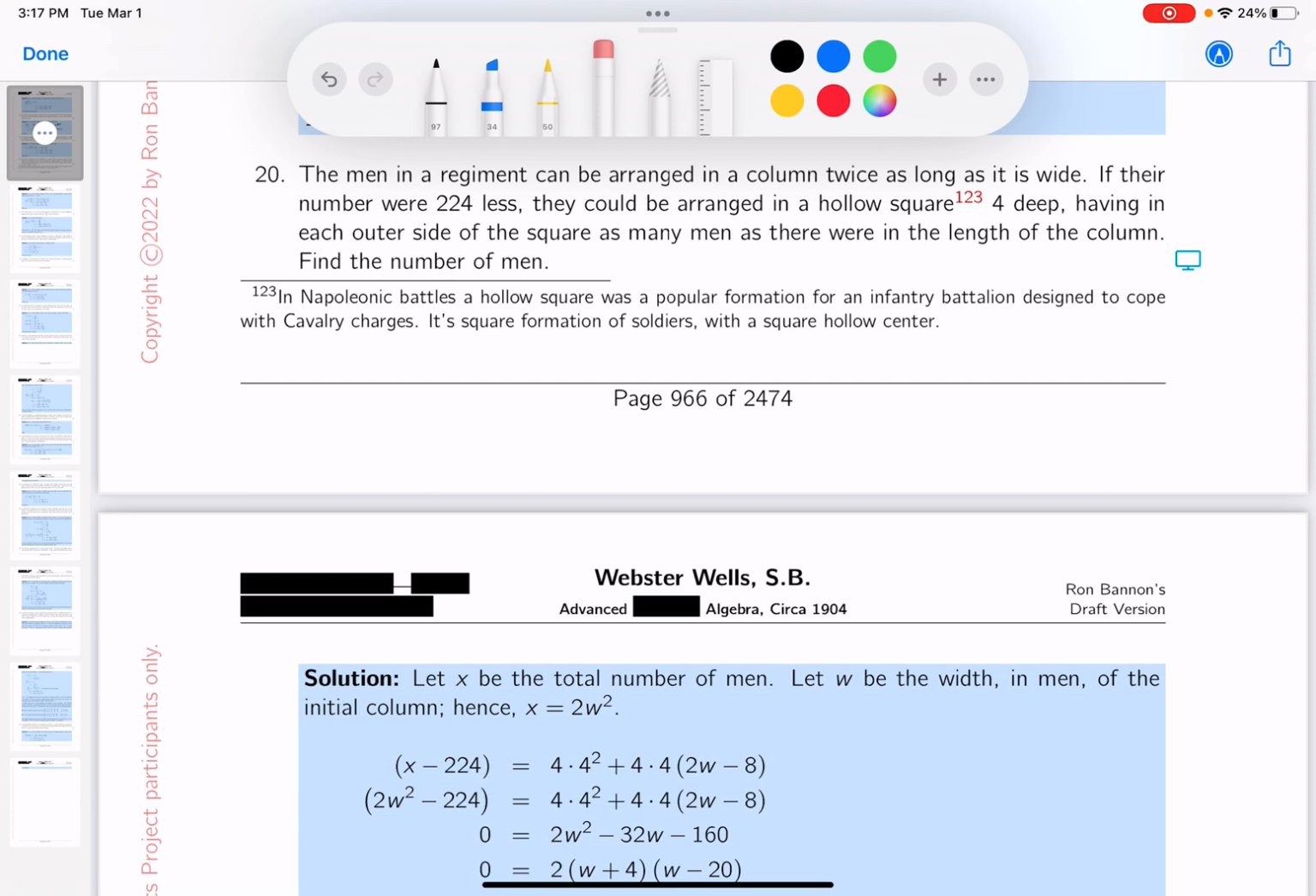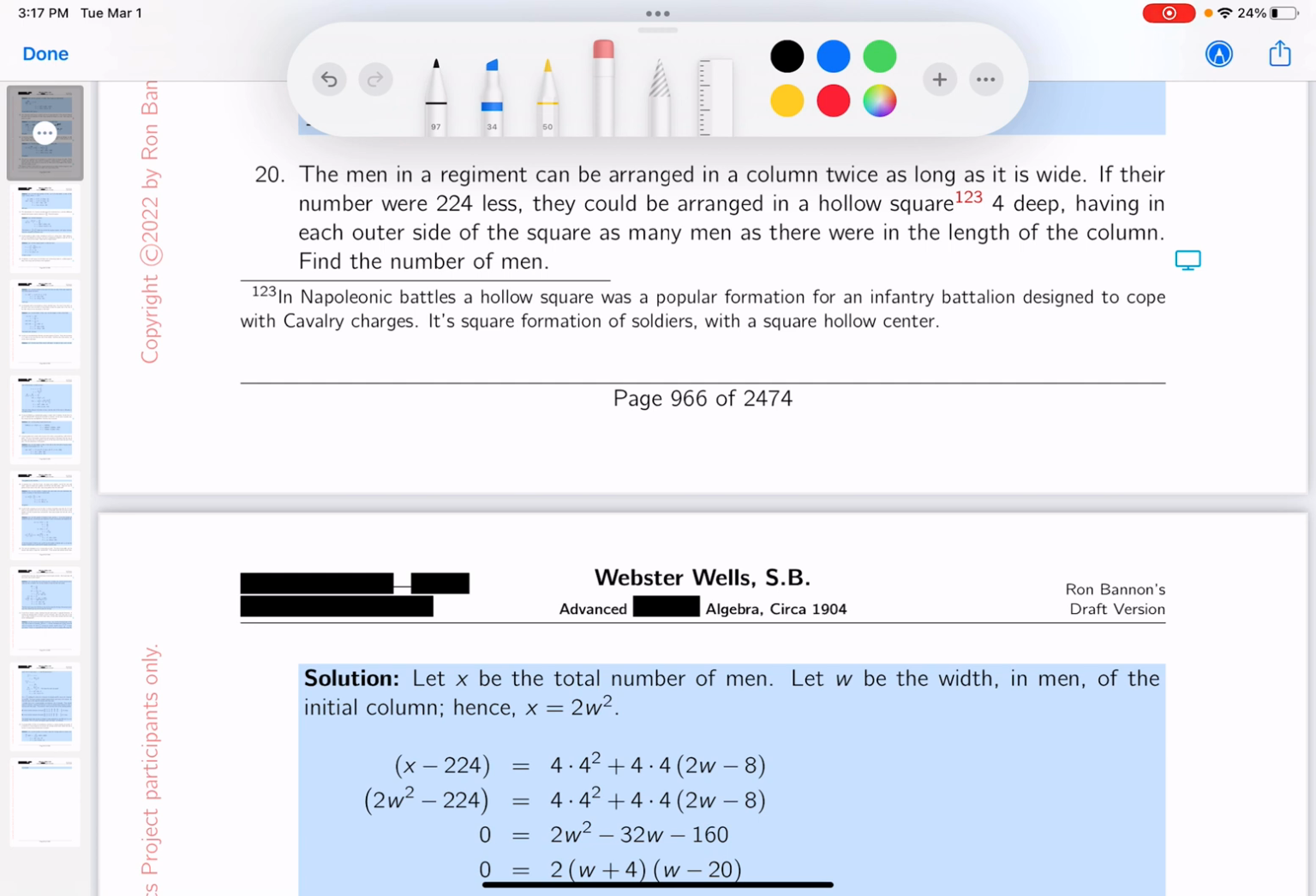It says four deep, having in each outer side of the square as many men as there were in the length of the column. Whoa! Find the number of men. The footnote reads: in Napoleonic battles, a hollow square was a popular formation for infantry battalions designed to cope with cavalry charges. It's a square formation of soldiers with a square hollow center.